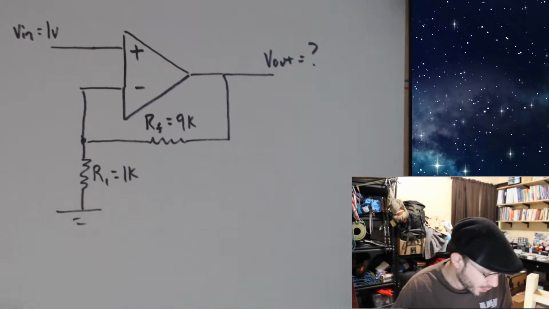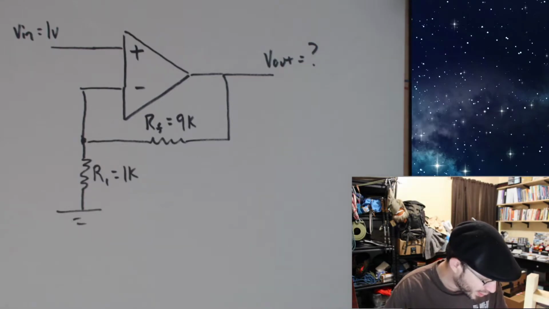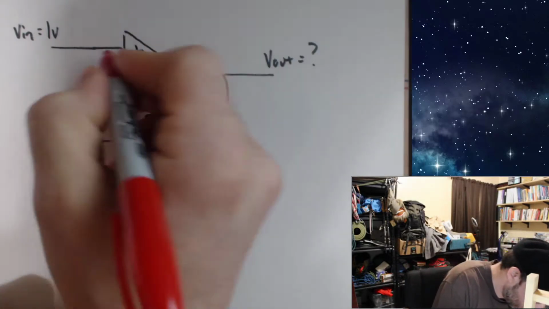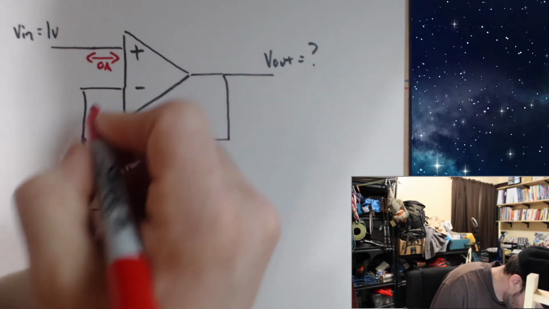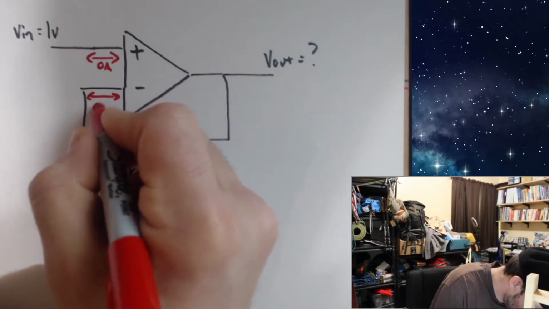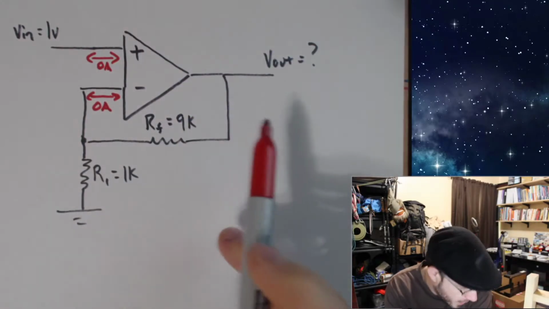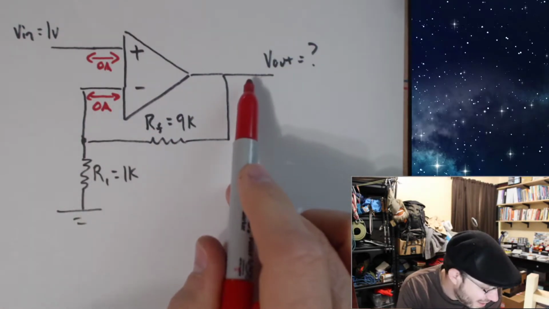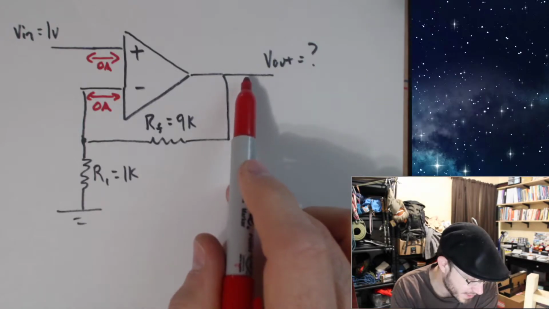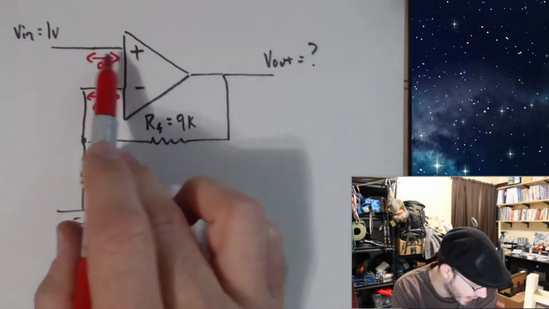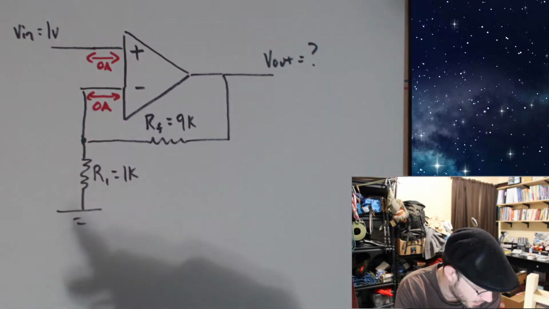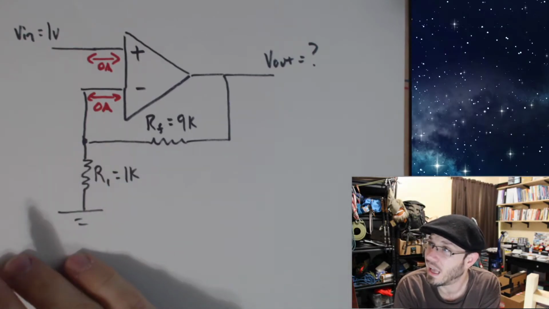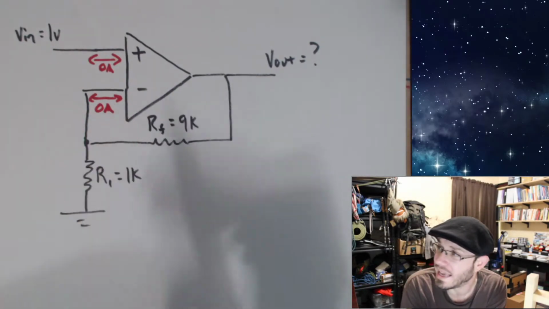Okay, let's go with rule number 1. No current in or out of these inputs. Okay, does that help us out in figuring out what V out is? Not so much. Let's see. Great. I got no current going in or out of the non-inverting input. I got no current going in or out of the inverting input. That's rule number 1. And it doesn't really get us started.